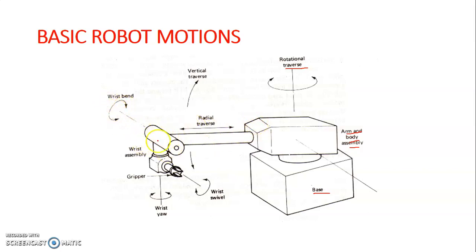Here this part can rotate. Wrist bend and wrist assembly, we call this the wrist assembly of the robot. And this is the gripper, this part is called the gripper. It can grip some object by using this gripper. We can design the gripper in different ways based on the type and shape of the object it is going to grip. And this is called the wrist swivel. So like this, the robot can have different types of motions by using different types of joints and links.